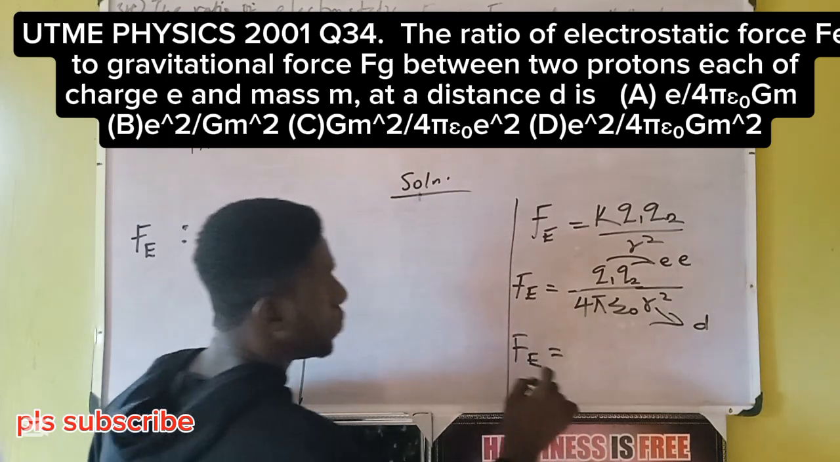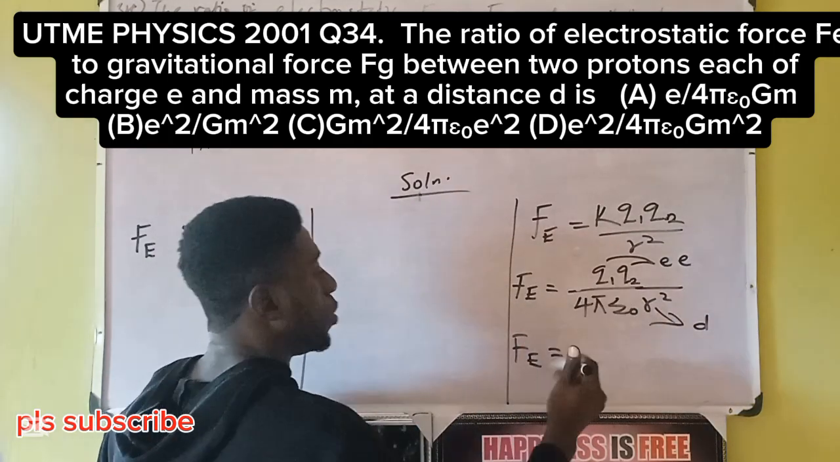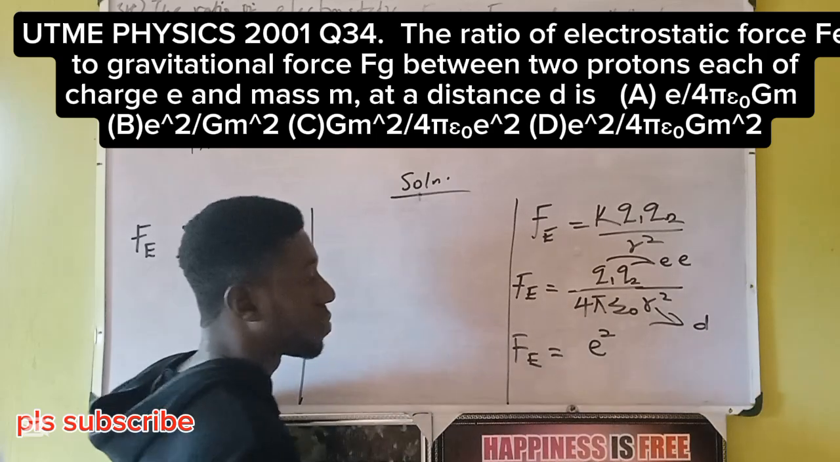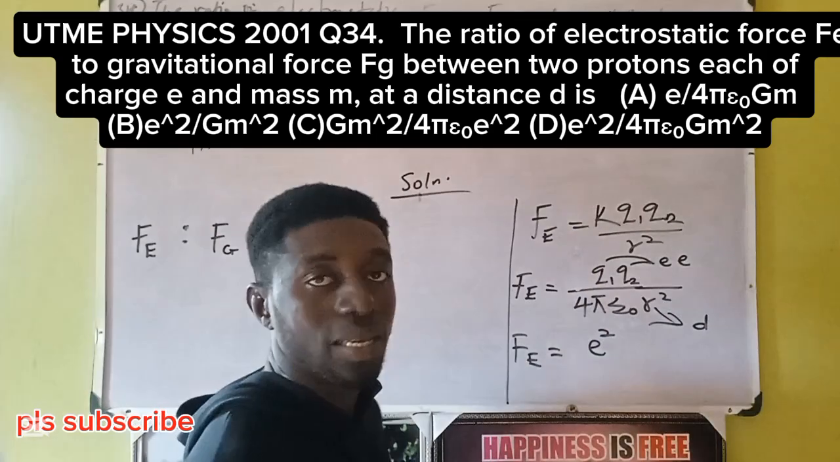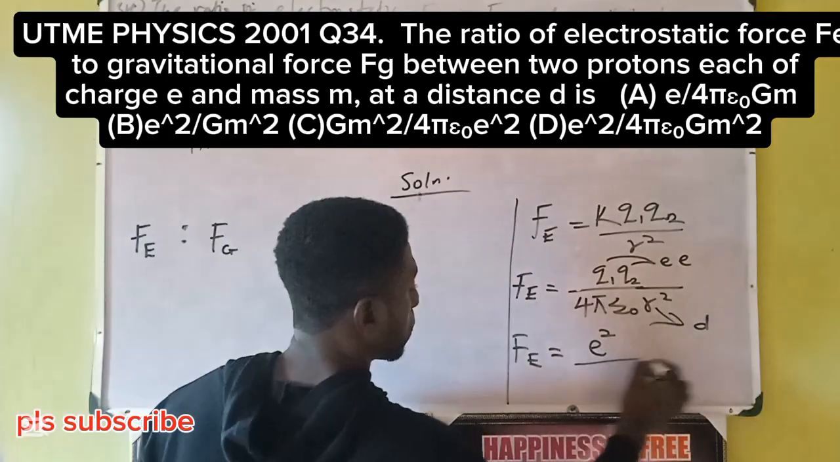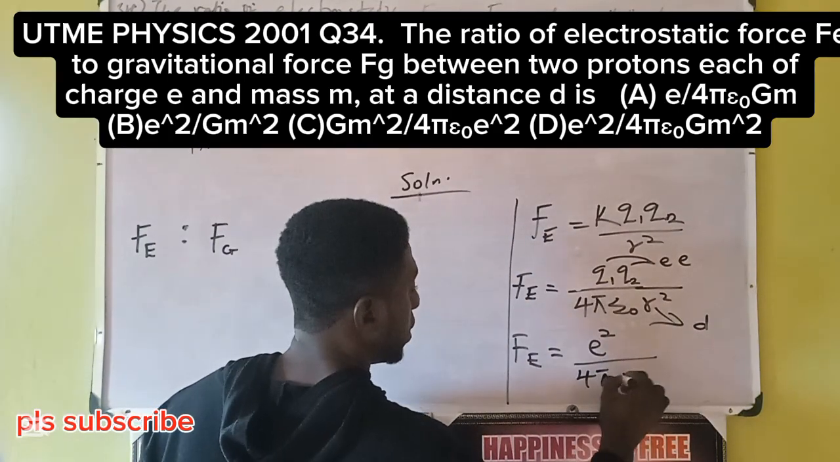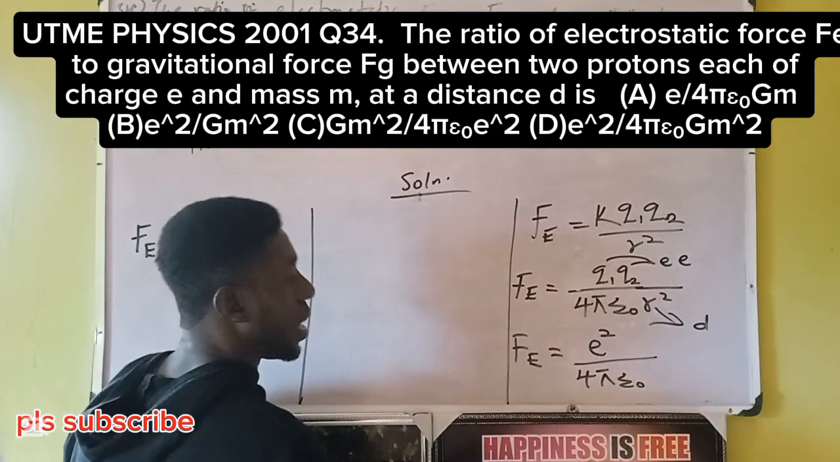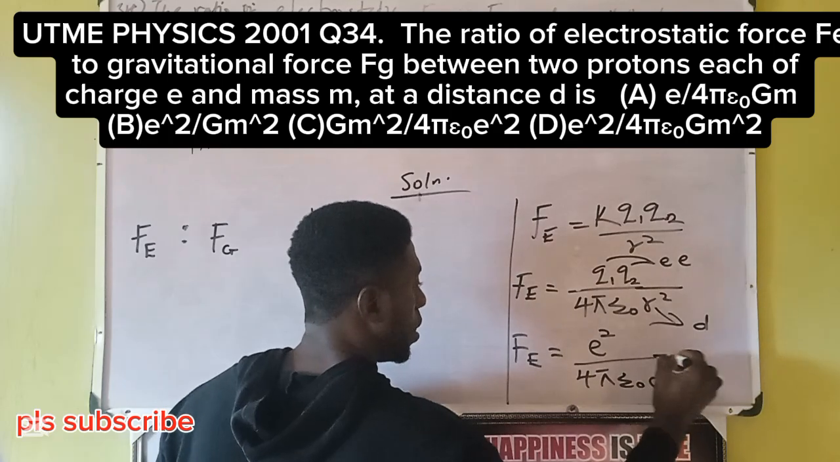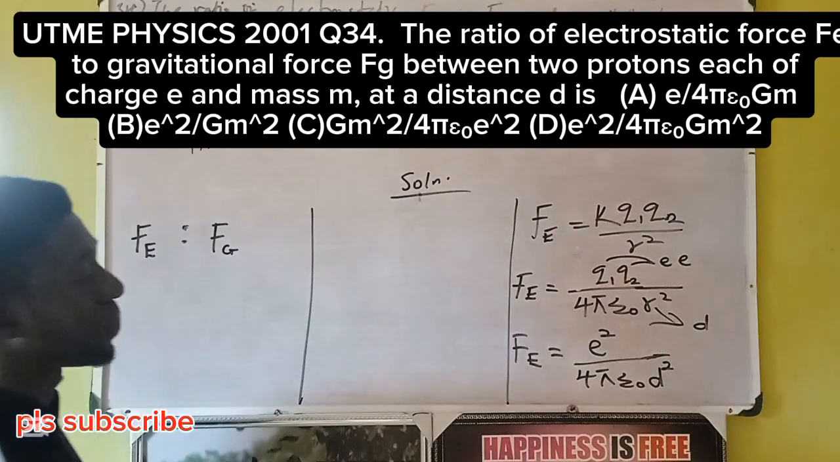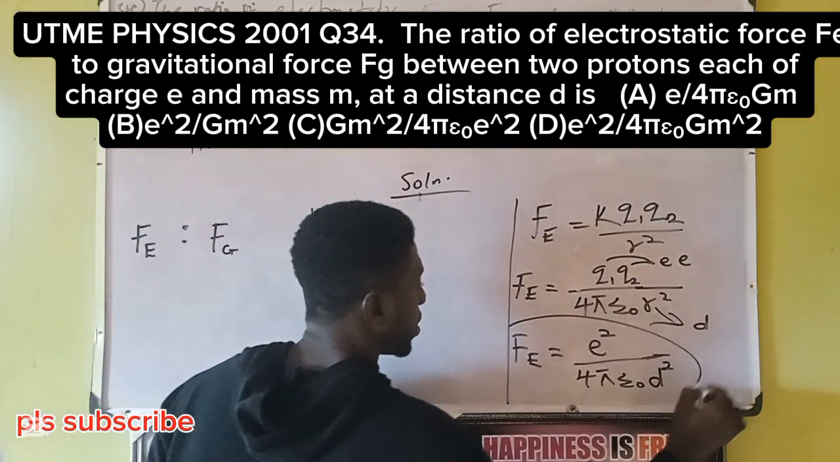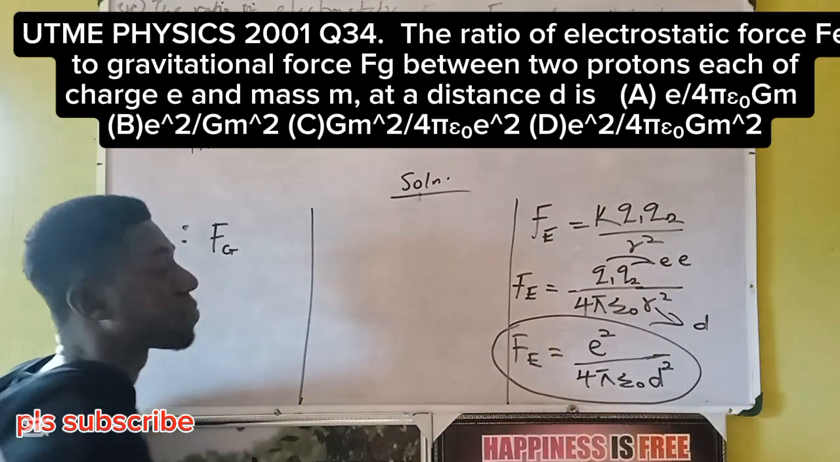Fe is equal to, instead of q1 q2, I'll be using e squared. Proton times proton is proton squared. Since they are the same charges, I can put it that way. Over 4 pi epsilon naught. Instead of r, I'll go for d squared. This distance is the same idea as r. Okay, so this is the electrostatic force.